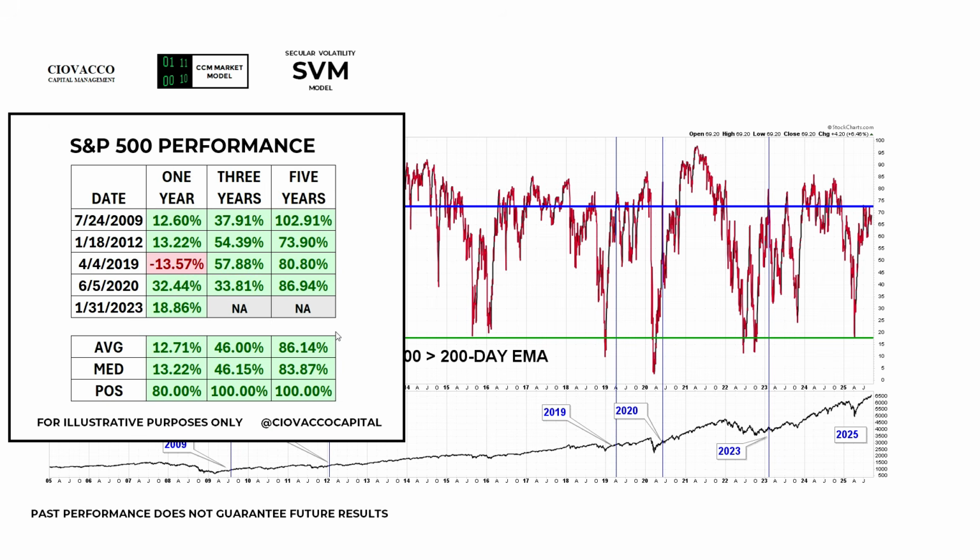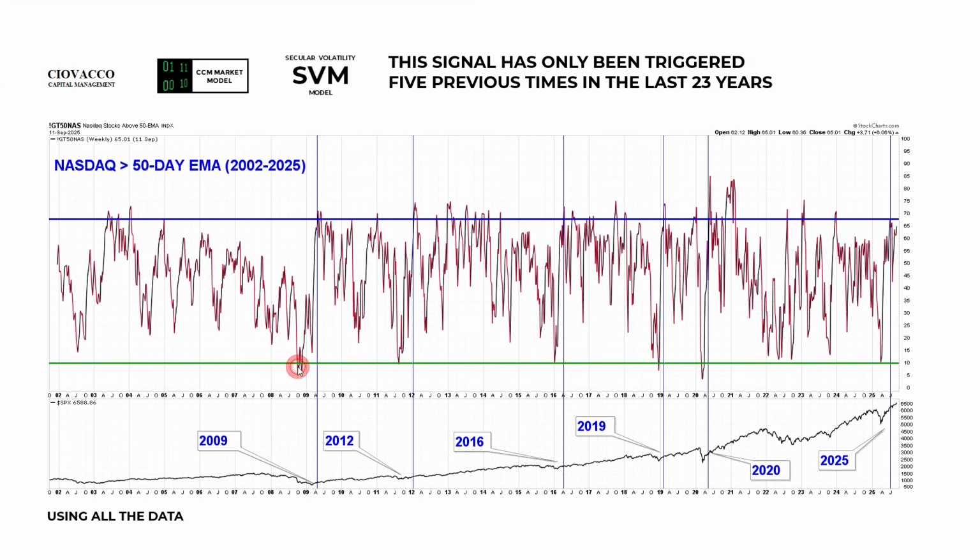Subsequent performance, 1 year later, 80% of the cases higher. 3 years later, all 4 cases were higher. 5 years later, all 4 cases were higher. Median return, 84%. End of the financial crisis, Nasdaq stocks greater than their 50-day exponential moving average. We're looking at all of the data that we have. We have data going back to 2002. We go from extremely pessimistic to much more optimistic very rapidly. We just did something similar in 2025.